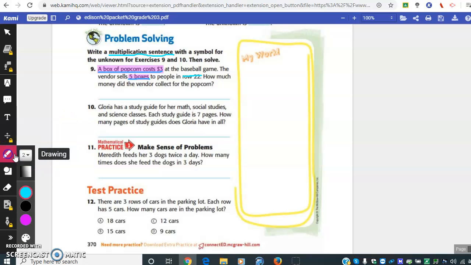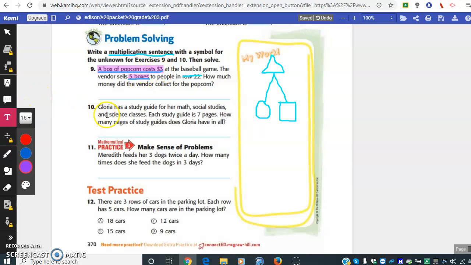So I'm going to go ahead and make myself a math mountain for multiplication, where the total goes at the top and my groups go in the circle, and the number in each group goes in the square. So I'm going back to the story. A box of popcorn costs $3, or each box of popcorn costs $3.